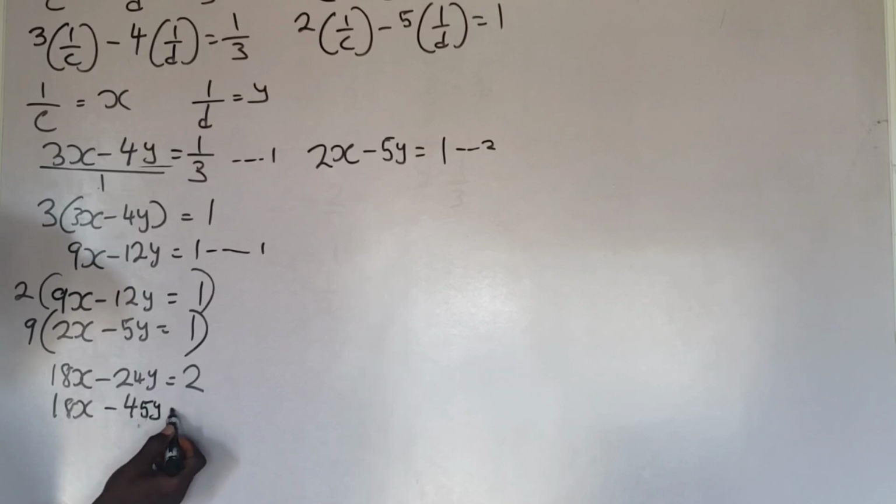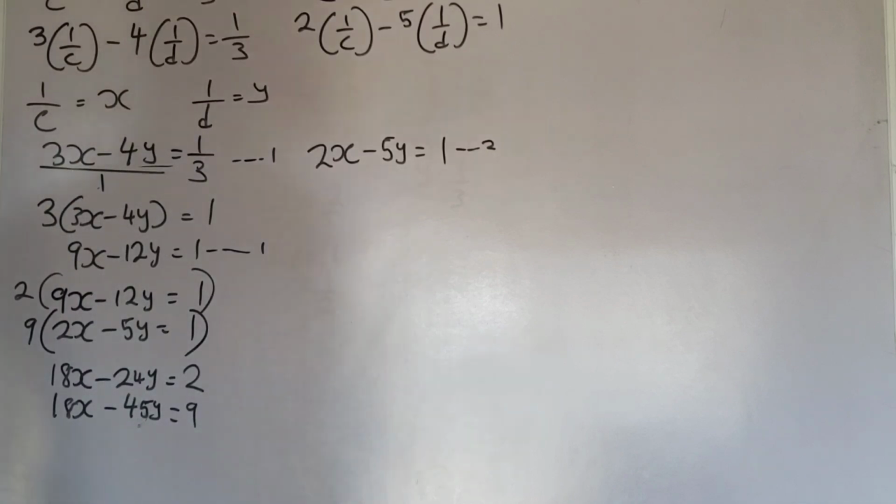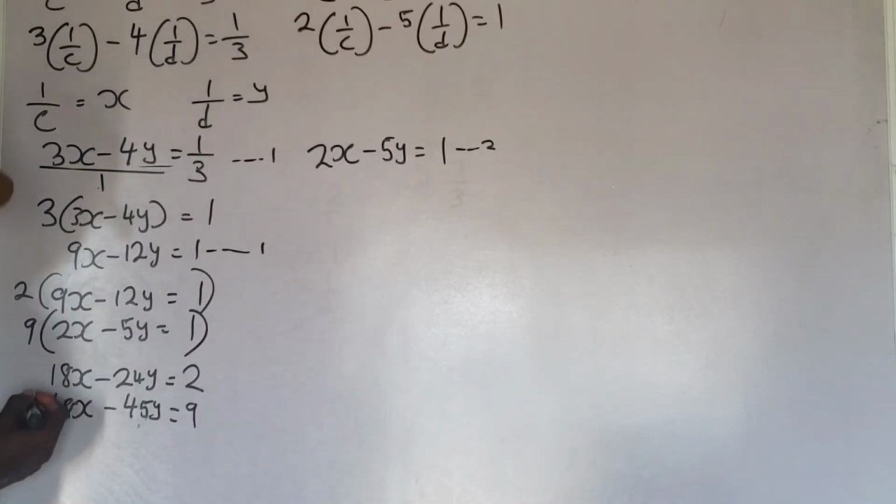Negative 45y equals 9. You understand? Now, I have modified the equation such that the unknown that I want to eliminate is the same. Because the coefficient of x is positive in both, the sign is the same, so I'm going to subtract.